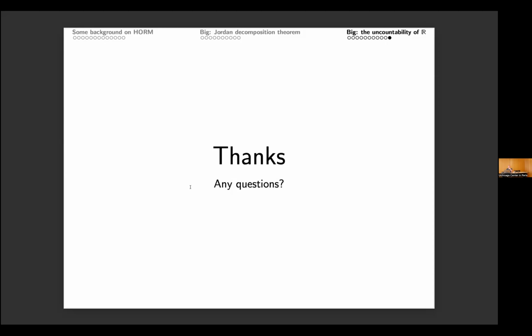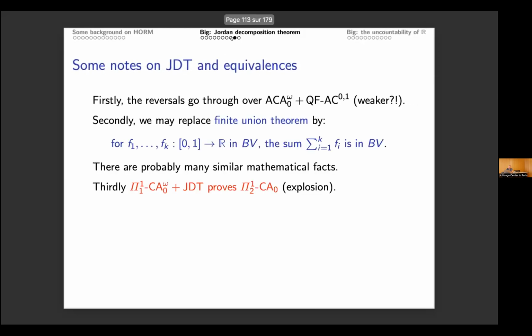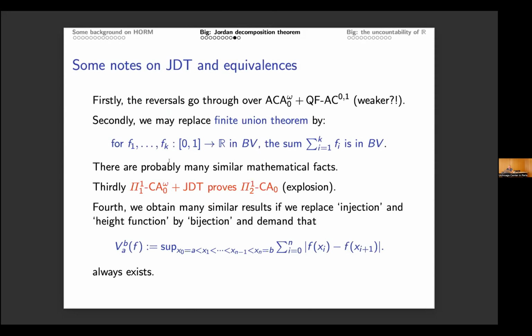So exactly the same thing seems to happen here, but it's mostly unstudied. Many of these equivalences would not go through without some induction somewhere. For example, this finite union theorem is an example. And you can sneak it in, of course. So this, of course, is you sneak in induction one way or the other.